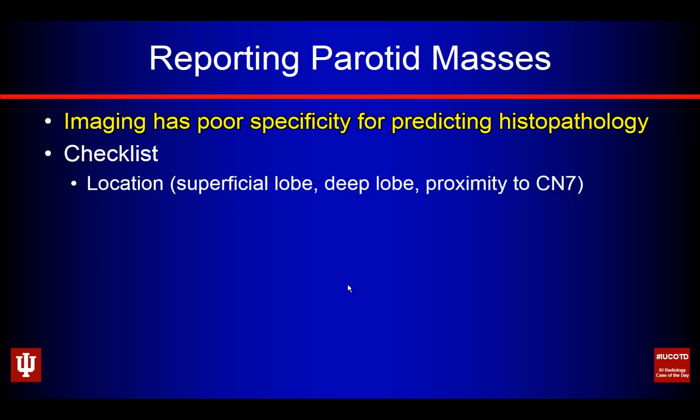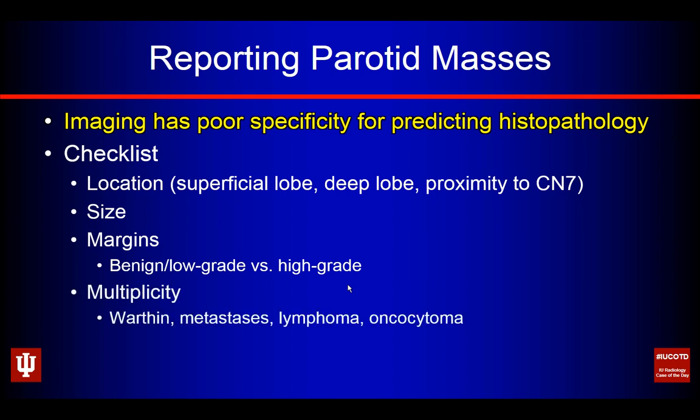Where's it located? Is this isolated to the superficial lobe? Is it isolated to the deep lobe? Does it span both? What's its proximity to the expected course of the intraparotid facial nerve? Where, in other words, does it live with respect to that retromandibular vein, which is our surrogate marker for the facial nerve? What's the size? We talked about how that matters for your T category. Look at those margins and look closely at those margins. Are they painting a picture of this being something benign or perhaps a low-grade malignancy? Or are they painting a picture of this being aggressive and high grade? What about multiplicity? If it's multiple, I'm thinking Warthin, metastases, lymphoma, maybe oncocytomas.